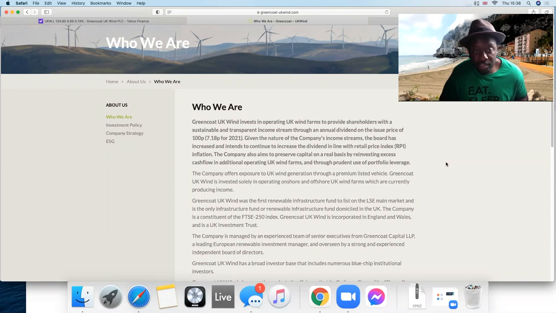Greencoat UK Wind is invested solely in operational onshore and offshore UK wind farms, which are currently producing income. Greencoat UK Wind was the first renewable infrastructure fund to list on the London Stock Exchange main market and is the only renewable infrastructure fund domiciled in the UK.